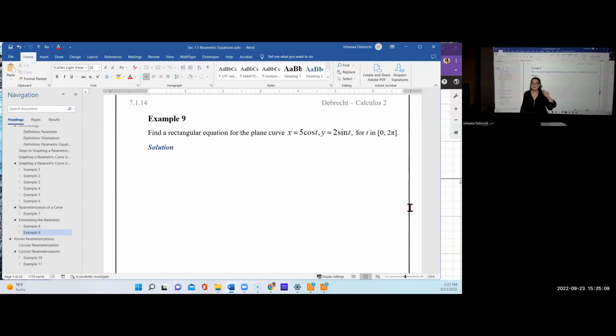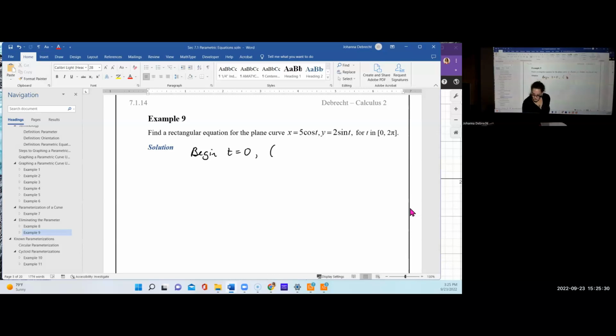And t goes between 0 and 2 pi. So again, we can find where it begins and where it ends. So it's going to begin when t is equal to 0. And that means that the x value is going to be 5 times the cosine of 0. Cosine of 0 is 1, so we get 5.